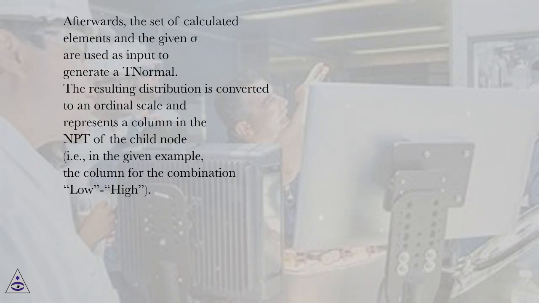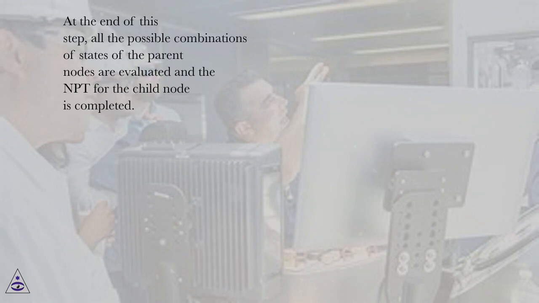Afterwards, the set of calculated elements and the given sigma are used as input to generate a normal. The resulting distribution is converted to an ordinal scale and represents a column in the NPT of the child node, i.e., in the given example, the column for the combination low, high. At the end of this step, all the possible combinations of states of the parent nodes are evaluated and the NPT for the child node is completed.